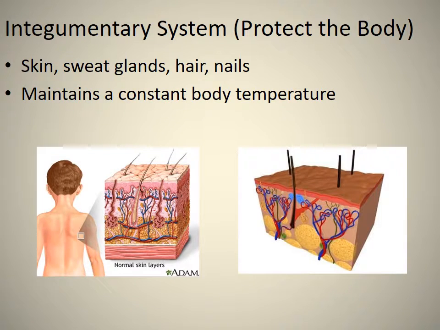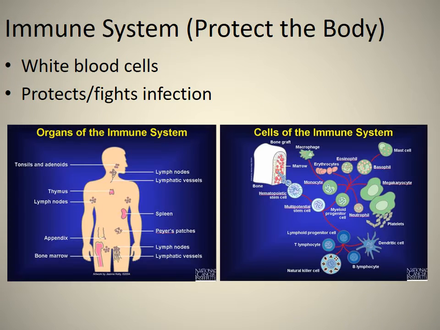Our skin, believe it or not, is an organ system. It's the largest organ of the body, and it will help to maintain that internal temperature, roughly right around 37 degrees Celsius. Our immune system is very important.